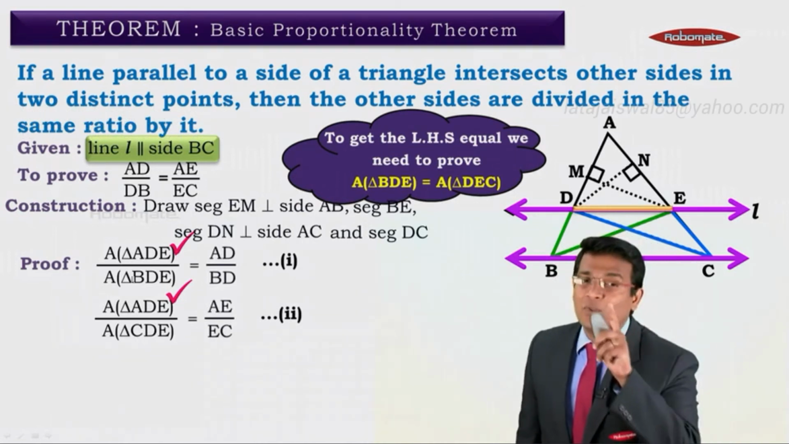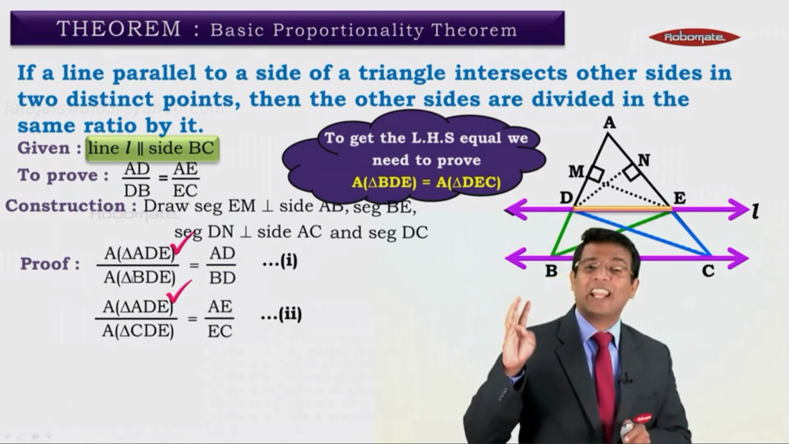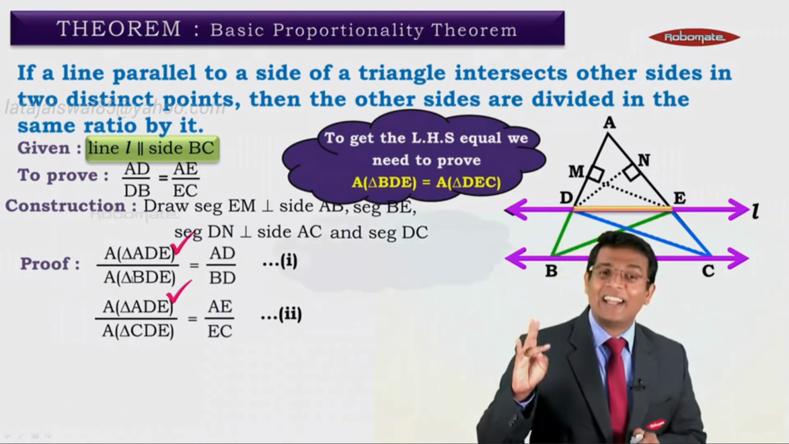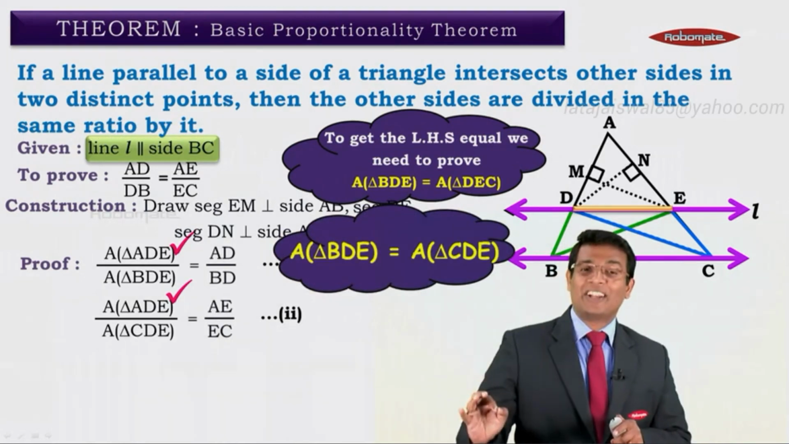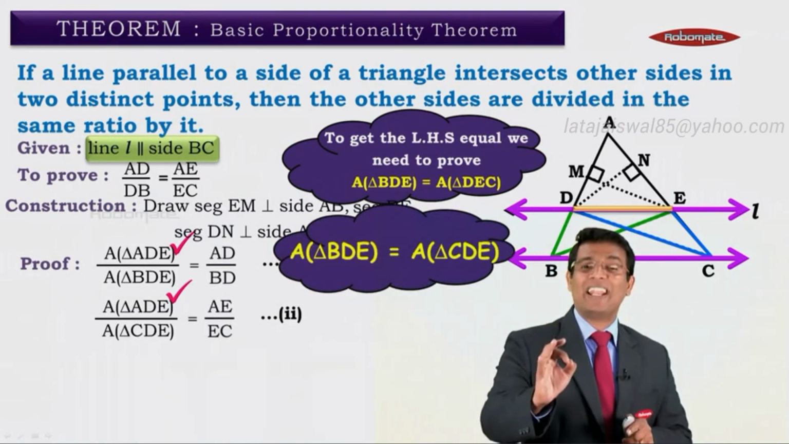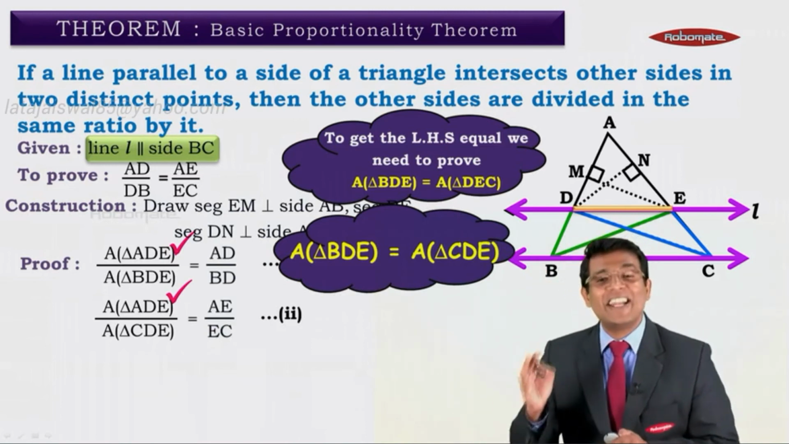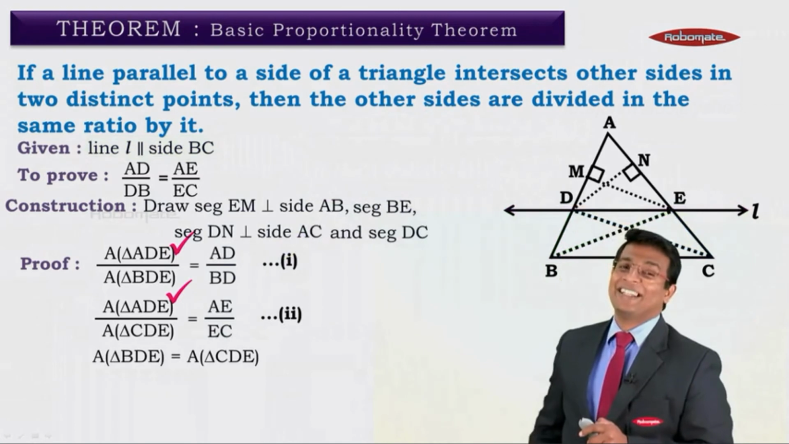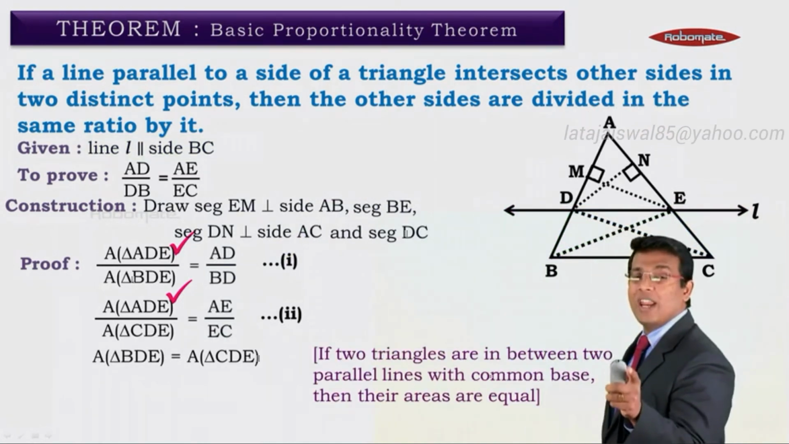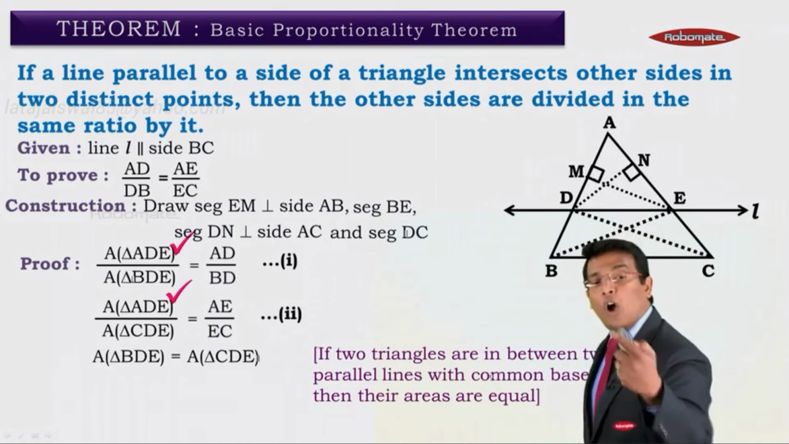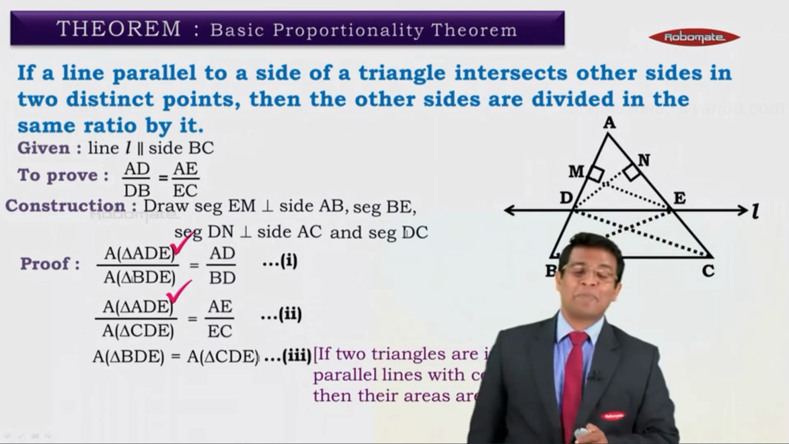At the same time, do they have a common base? Yes, they have a common base. That means they have a common base and their heights are equal, so these two triangles will have equal area. That means area of triangle BDE is equal to area of triangle CDE, which we wanted. And we know the reason: if two triangles are between two parallel lines with a common base, then their areas are equal, and that will be statement number 3.